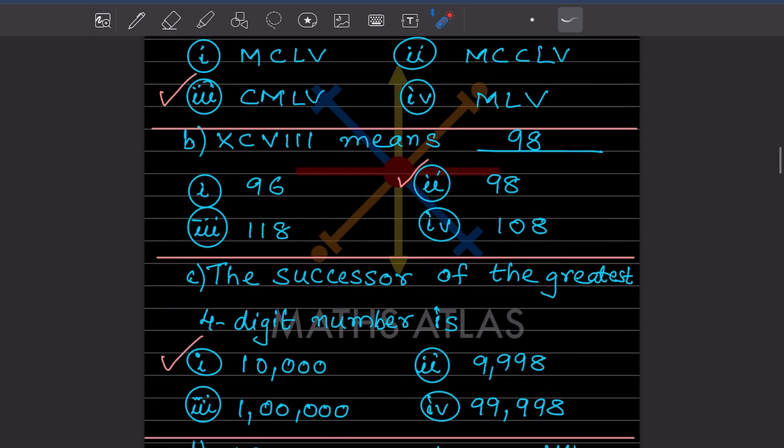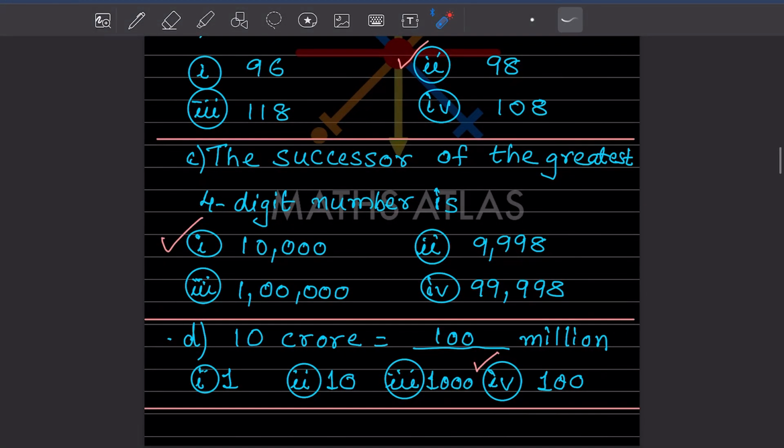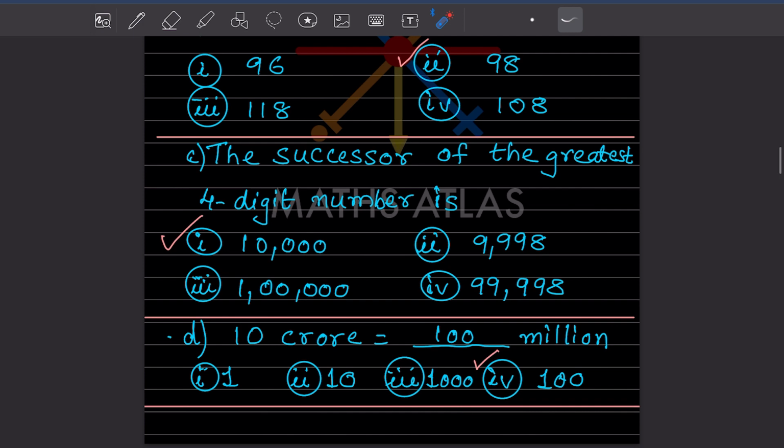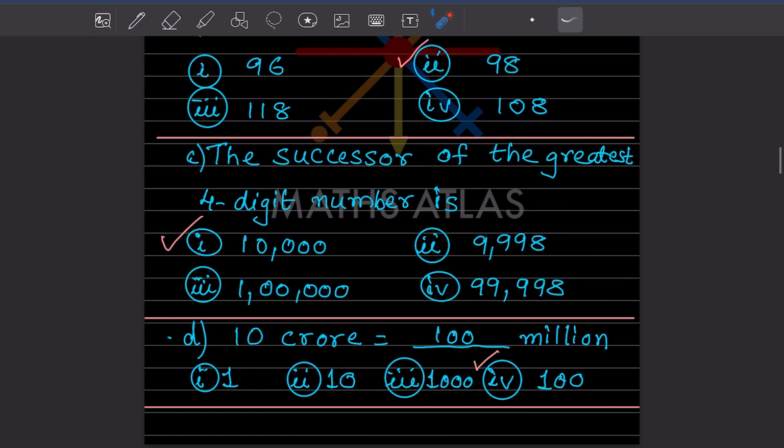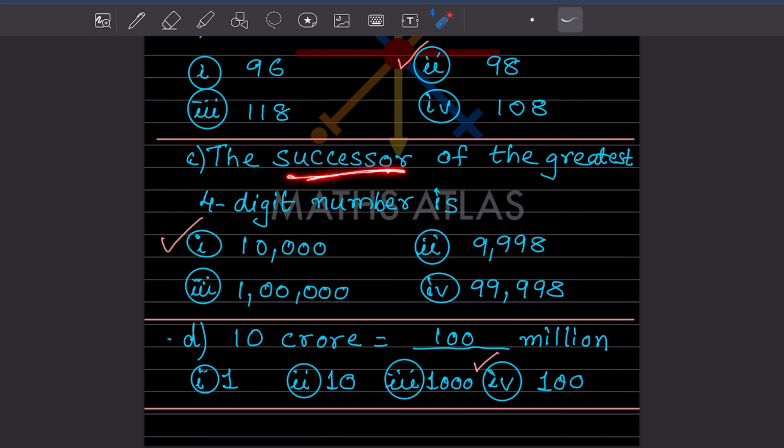Okay. Now we have seen in the previous videos, you have to keep on looking at the videos if you are not thorough with it. The successor and predecessor we have already done. So again I repeat, successor means you have to add 1 to the number. So here what did they say? The successor of the greatest 4-digit number. First you have to see the greatest 4-digit number is going to be 9999, correct? So your successor means the next number, you are going to add 1 to this. So this is going to be 10,000. Okay. Hope you got this one. And here you know that 10 crore is 100 million.